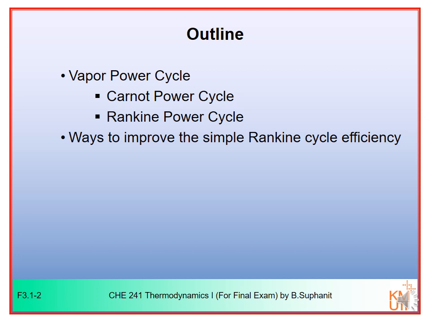The outline of this part will consist of the vapor power cycle. I'm going to explain the reason why we cannot use Carnot power cycle with the vapor. And then I'm going to explain the details and the description of the nature of the Rankine power cycles. And lastly, I will conclude with several ways to improve the simple Rankine cycle efficiency.